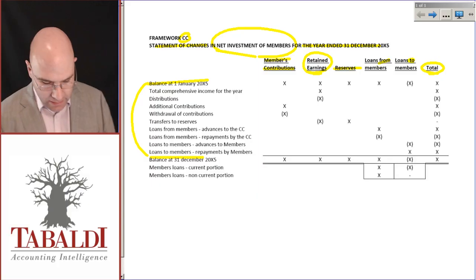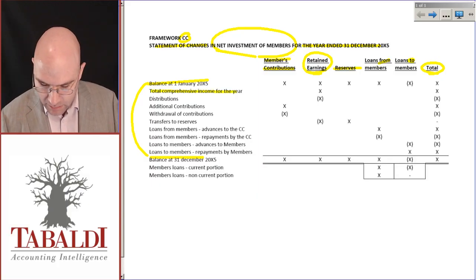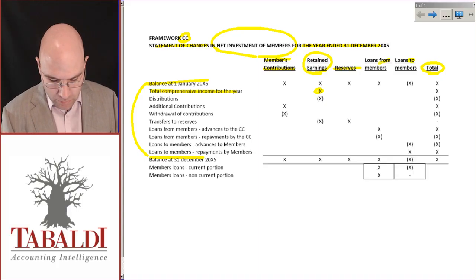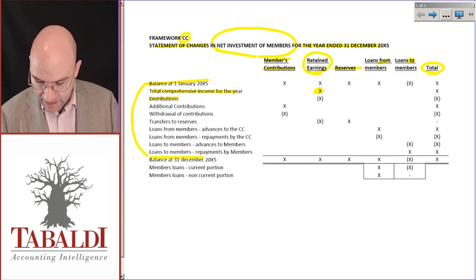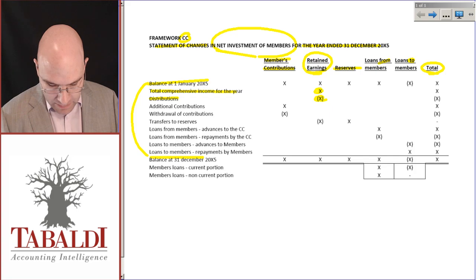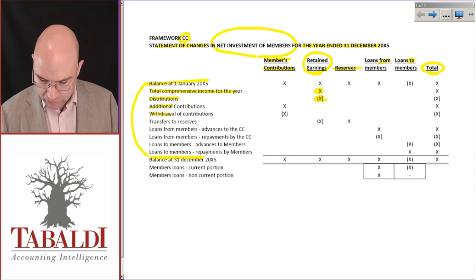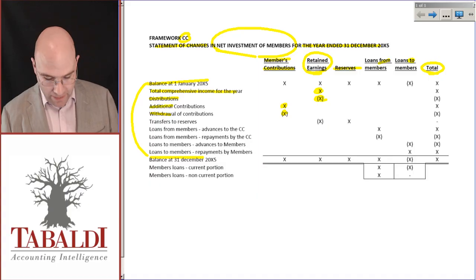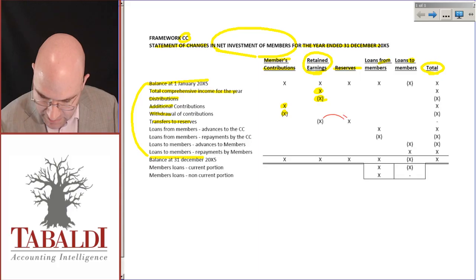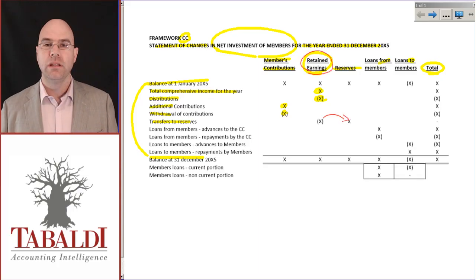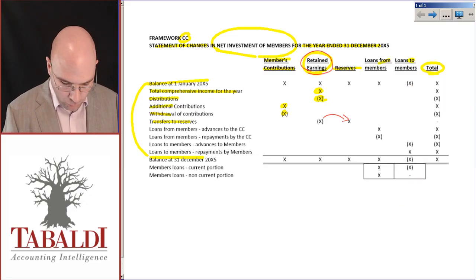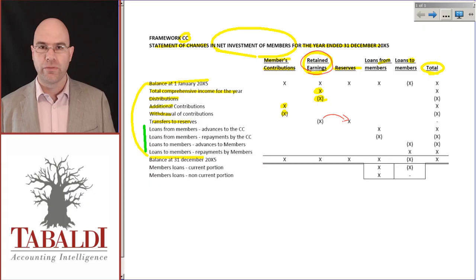We are going to add the total comprehensive income from the statement of profit or loss and OCI. We will add in any distributions, well, we'll take those out. Remember, that's where we distribute profits back to members. There might be additional contributions or withdrawals of contributions. We also may have transfers to reserves, where we take money out of accumulated profits, i.e. retained earnings, and put it into another reserve account. We then have all the movements on the loans to or from members.